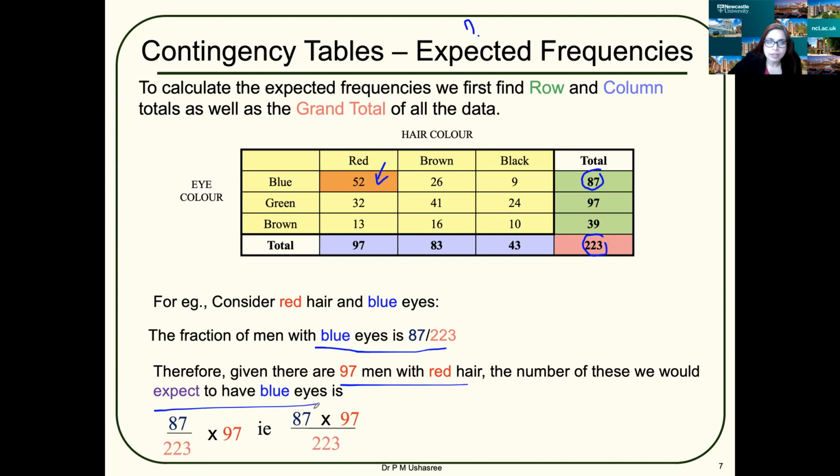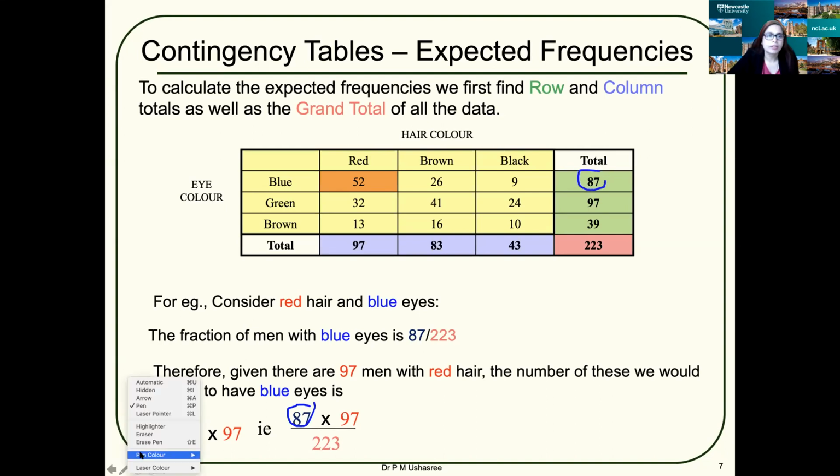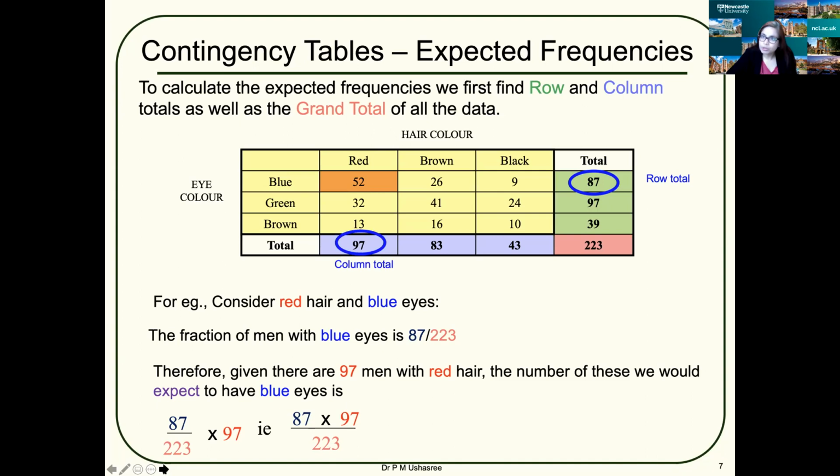Now look at this carefully. What is 87 here? It's a row total, isn't it? Similarly, what is 97? Column total. So you have in the numerator row total times column total over 223. What is 223? It's the grand total. So you have row total times column total divided by grand total.